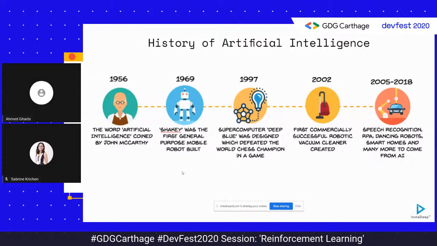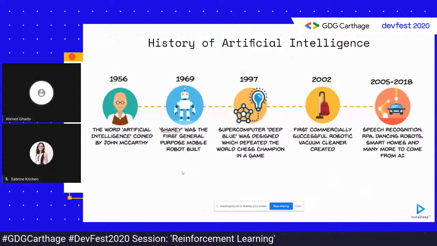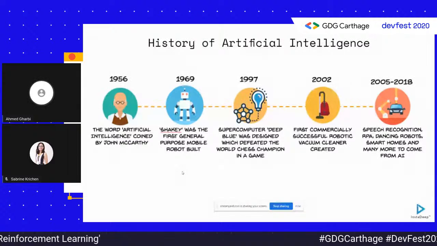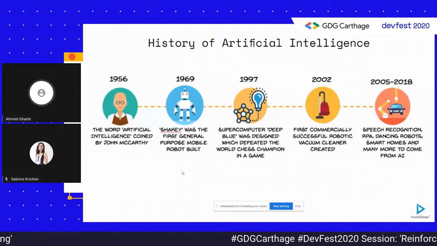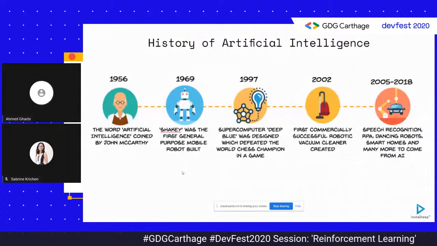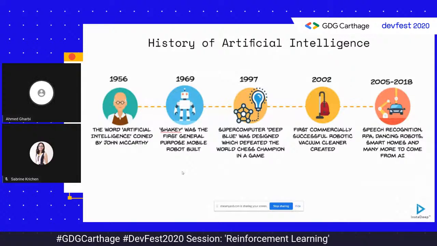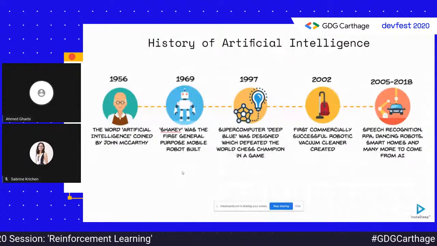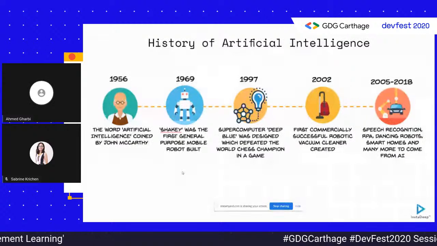And from 2005 to 2018, this era saw the surge of incredible AI inventions like speech recognition and facial recognition. There were some smart dancing robots, smart homes, etc. And so far, the future seems promising for the AI field.